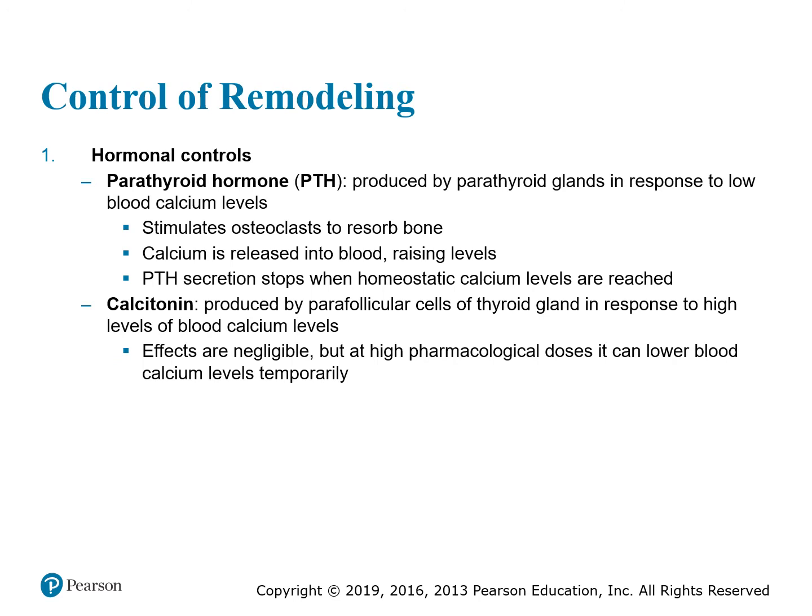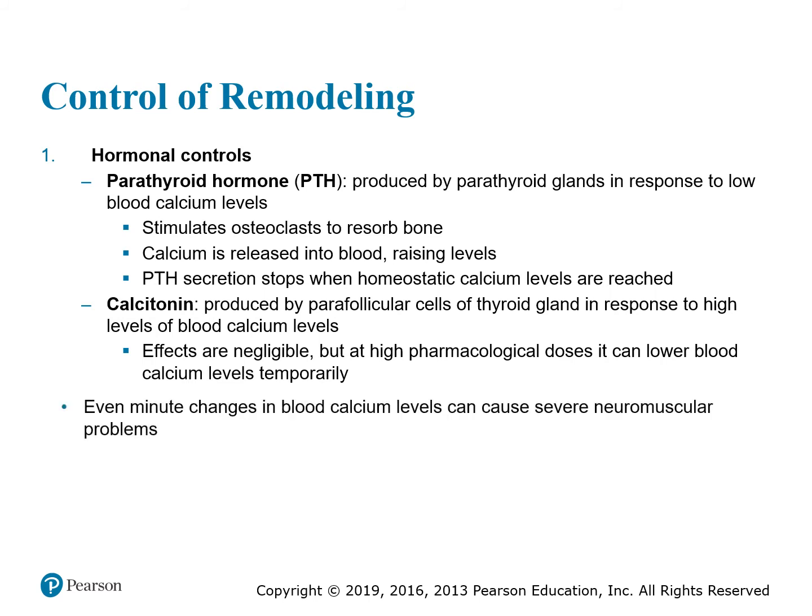Calcitonin is produced in response to high blood calcium. Now, if you give this to someone at high pharmacological doses, you can lower blood calcium levels temporarily, but under normal circumstances, the effects are a little bit negligible. Now, if you want to remember which of these does which, then you can think of calcitonin tones down calcium. So this is what will be produced in response to high blood calcium levels.